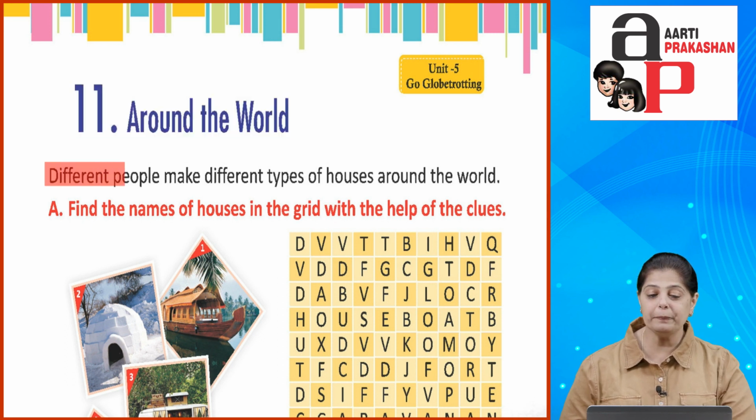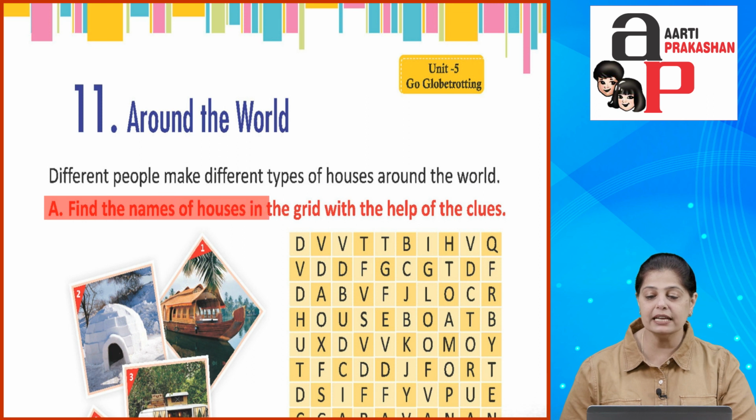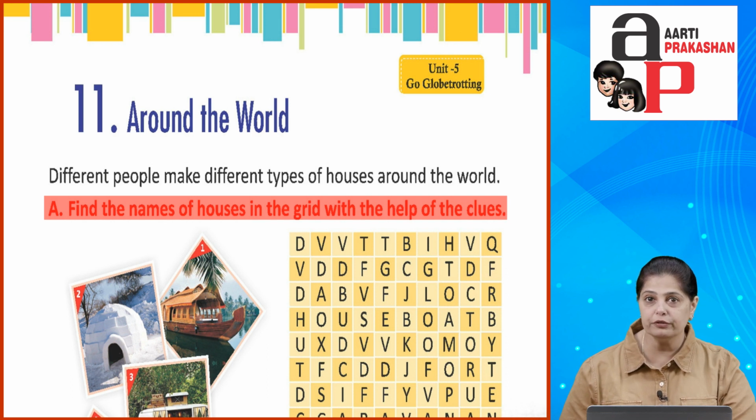Different people make different types of houses around the world. Find the names of houses in the grid with the help of the clues. Children, you must have seen that the place where you live is called a house. There are different types of houses built in the world by different people. These houses are based on the weather conditions, the climatic conditions, and on what suits.